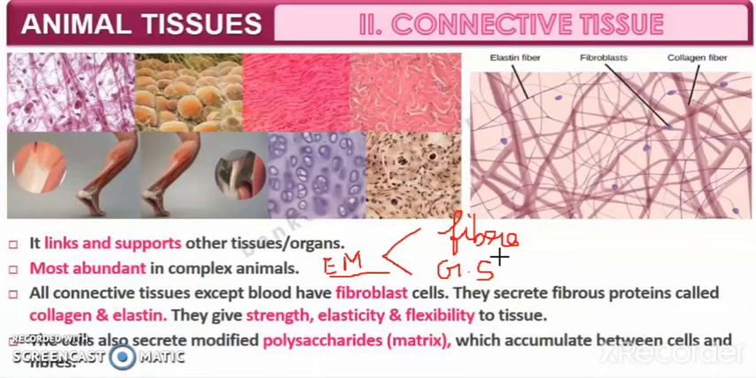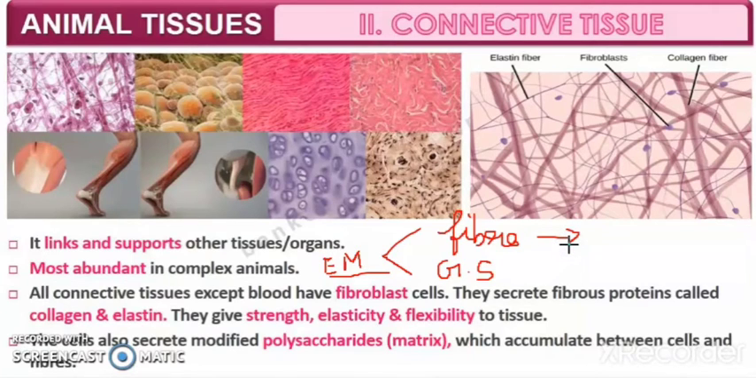When you take a connective tissue, in it we can see fibers and cells. Other than that, the remaining whole space is covered by the ground substance, right? Now let us see what this fiber is made up of, what this ground substance is made up of, and all. So if you take the case of fiber first, except blood, right?